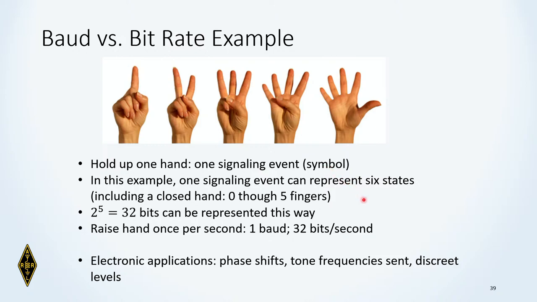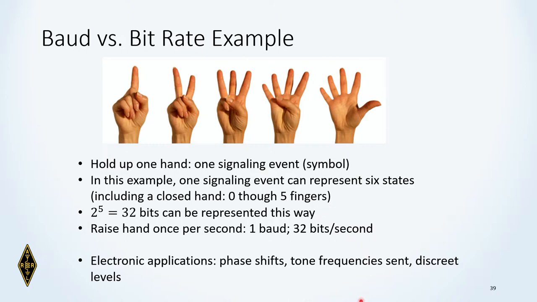Now in this example, one signaling event can represent many states. So I've got five fingers or a closed fist. And we might remember how to figure out how many states that can represent, that's 2 to the 5th, or 32 states can be represented this way. So by just using one hand, I can show up to 32 different states. And I'll be demonstrating that in a minute too.